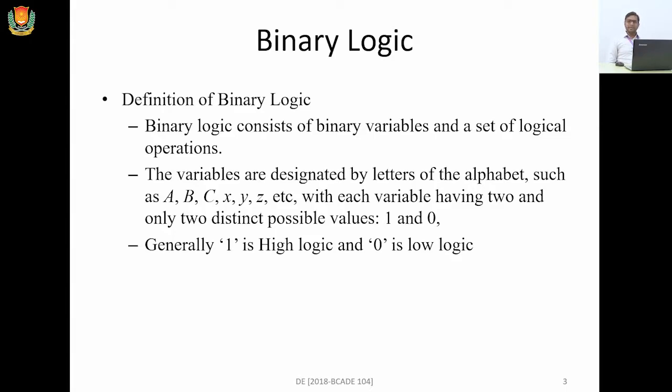Symbol 1 represents the high logic. High logic may be 1 volt, 5 volt or 12 volt, according to the requirement. Symbol 0 may be represented by 0 volt, minus 5 volt, minus 12 volt or some other value. Binary itself means there are two symbols, as we know, 0 and 1. Okay, let's start with the first logic gate, that is the NOT logic gate.